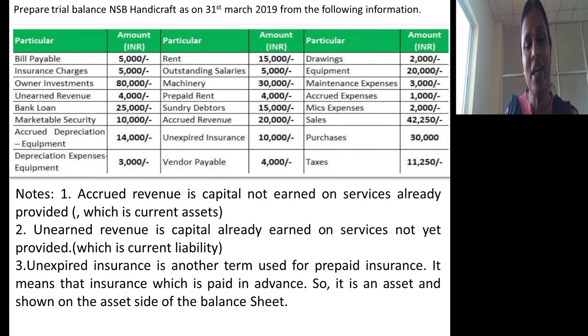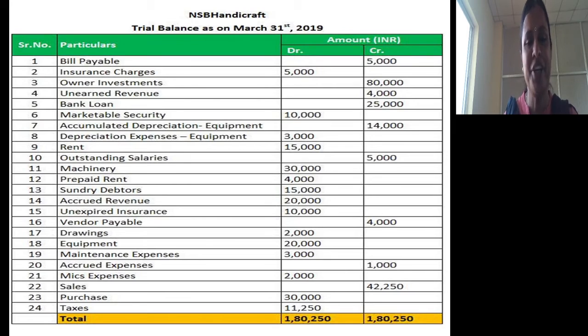Unearned revenue, I have already given you the explanation. It is revenue already received for services not yet provided, which is a current liability. Liability shows a credit balance. Bank loan, liability account, credit balance. Security means you are investing in securities. Investment of the organization is an asset, so debit balance. Accumulated depreciation on equipment shows a credit balance. Then if there is current year depreciation, it's an expense, so it shows a debit balance. Rent, expense, debit balance. Outstanding salary, all outstanding expenses are current liabilities, so credit balance.